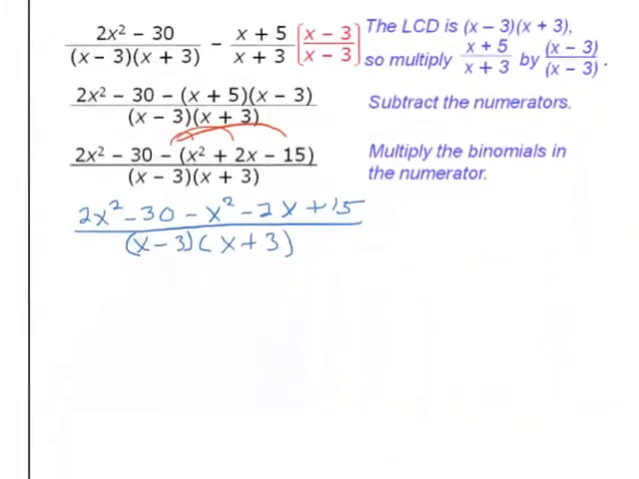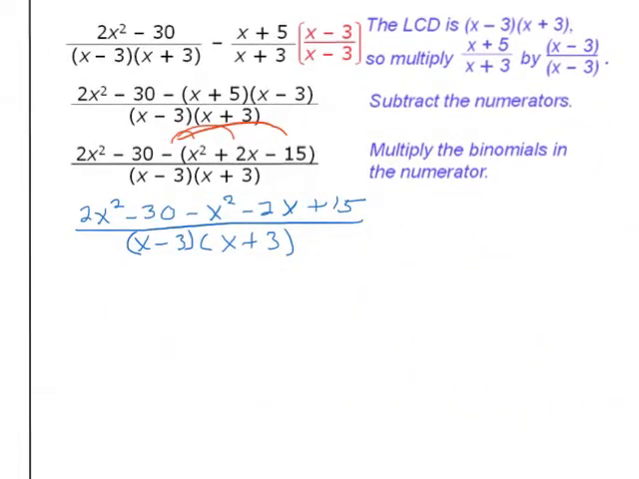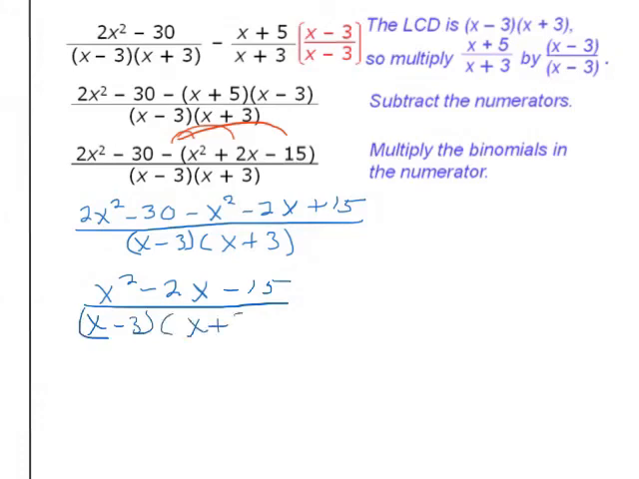Alright, let's go ahead and add like terms on top. Is there any like terms on top? Well, let's see. I have a 2x squared and a negative x squared. So those are like terms. So let's go ahead and combine those. That gives me x squared. Now, anything else? Well, let's see. I have a negative 2x, and that's it. So let's write down minus 2x. And I have a negative 30 here, and I have a positive 15. So that's going to be minus 15 over top of x minus 3, x plus 3.